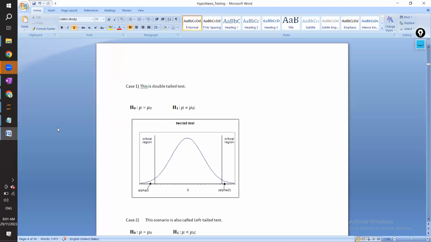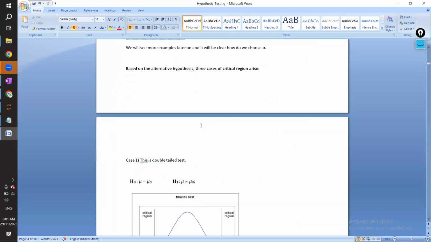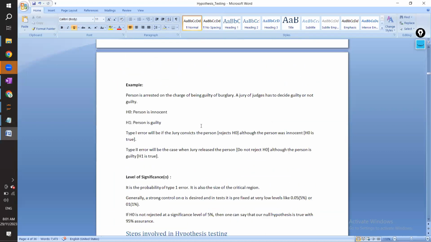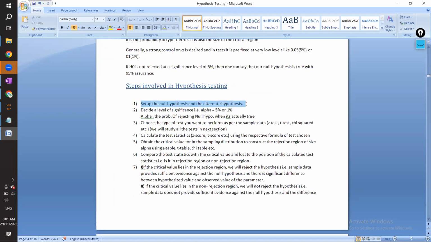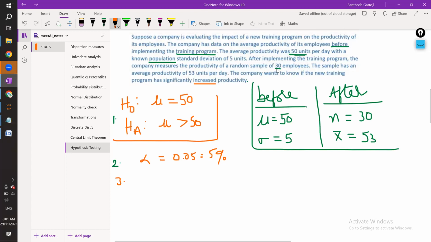Third step, see what was the third step? We'll go back. Setting up the hypotheses is done, deciding a level of significance is done. And now choose the type of test you want to do as per the data. As per the data means what? What is our data? You need to be careful that indirectly he's saying the sample is 30. If the sample is greater than or equal to 30, our distribution will be a normal distribution. You can use the Z test.